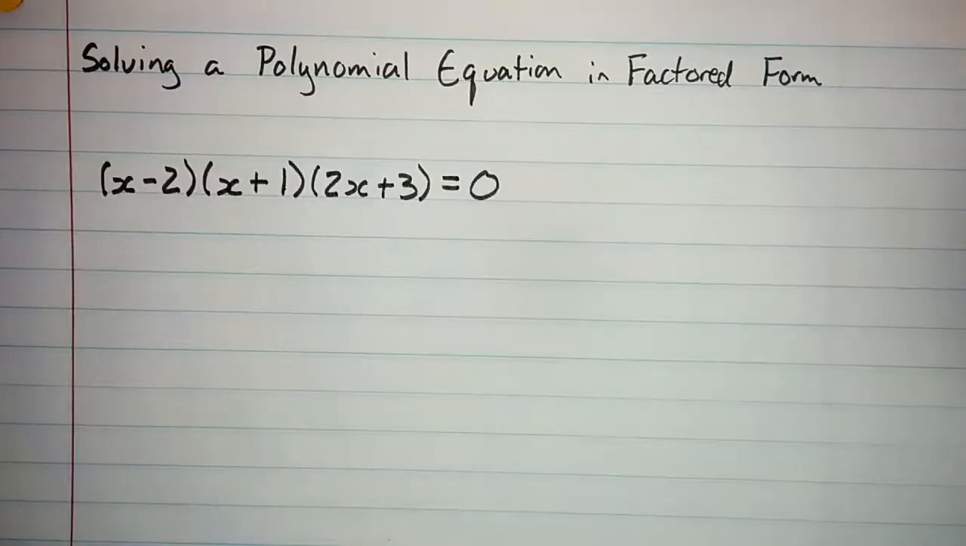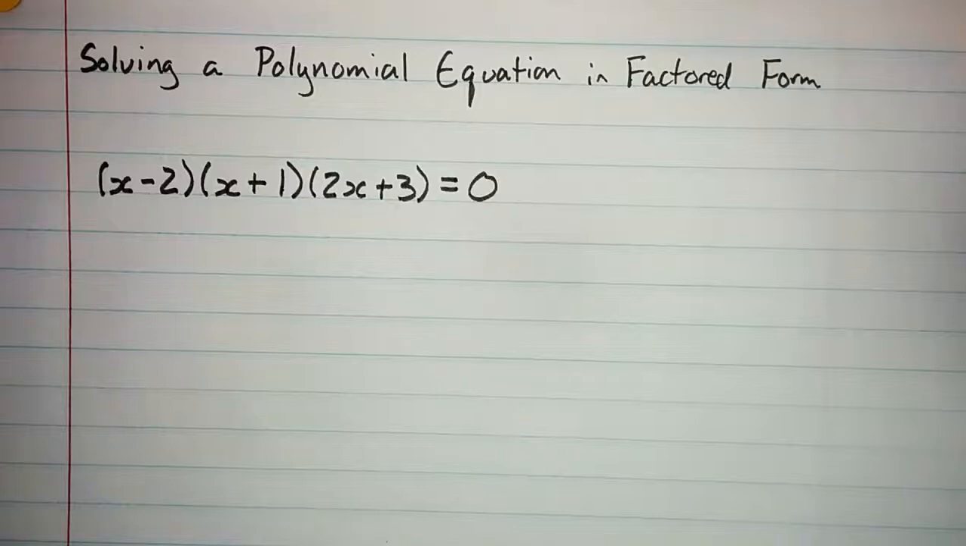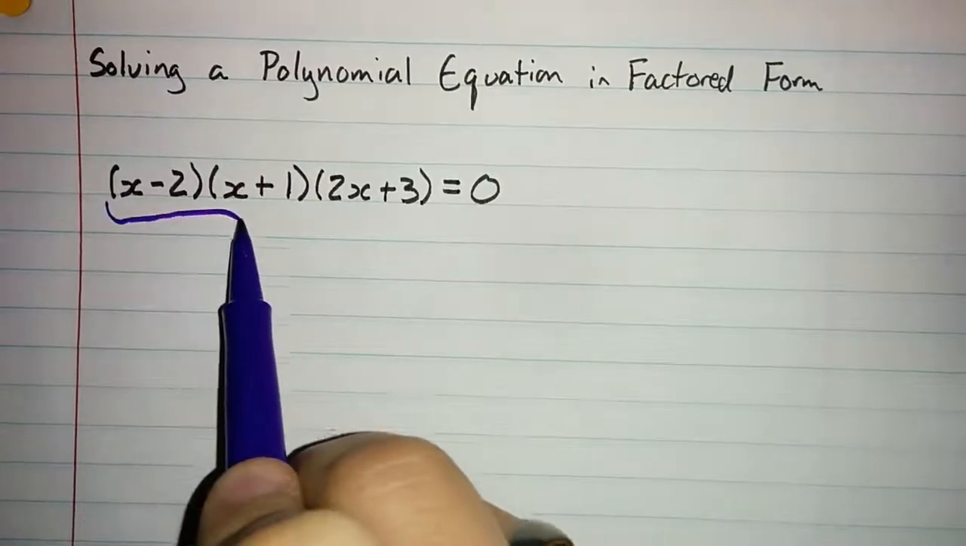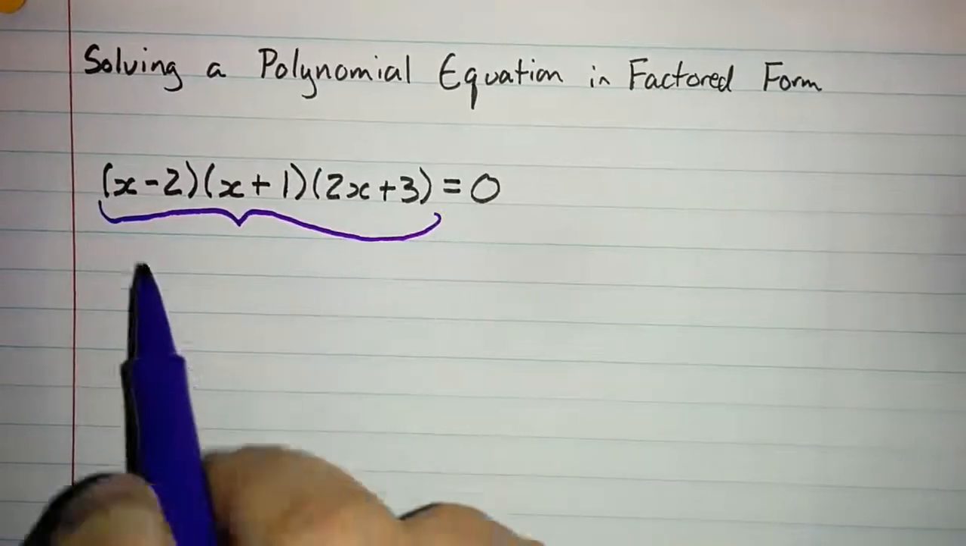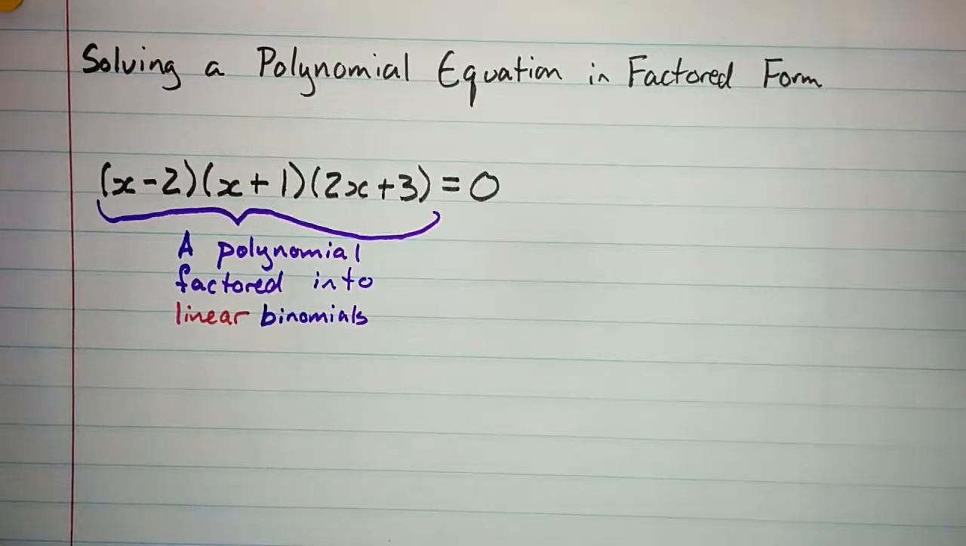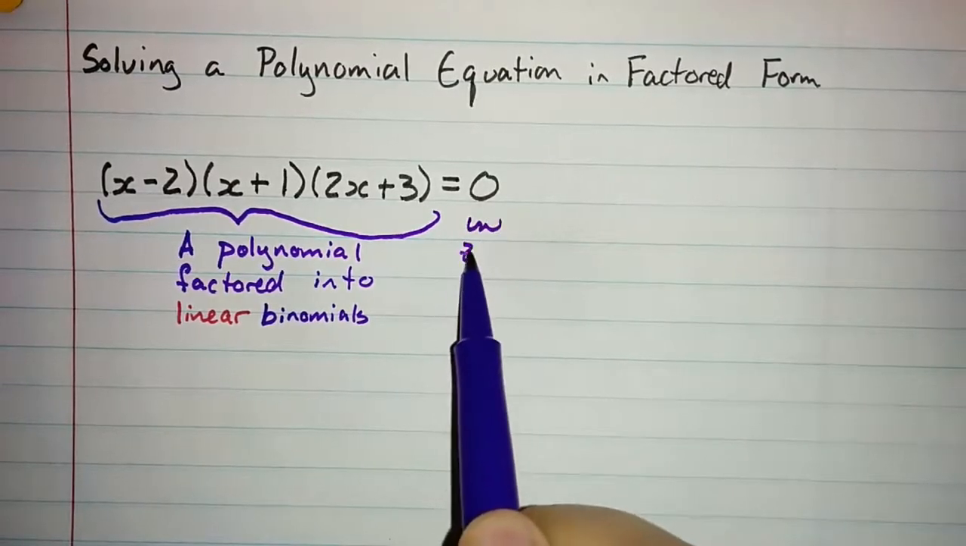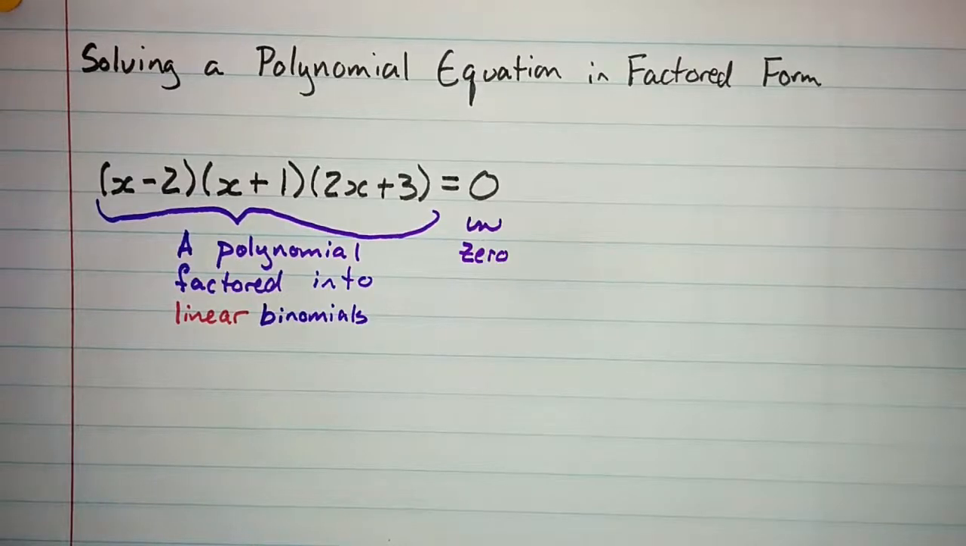x minus 2 times x plus 1 times 2x plus 3 equals 0. So on one side of our equation, we have a polynomial factored into a product of linear binomials. And on the other side of the equation, we have 0. When we meet a polynomial equation written in this form, it's pretty easy to solve, isn't it?